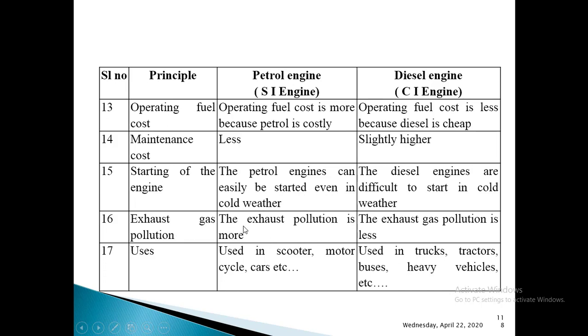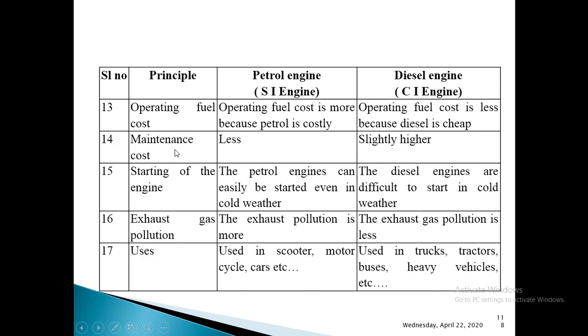Exhaust gas pollution. Here the exhaust gas pollution of petrol engine is more. The pollutants that an SI engine emits are more, whereas the exhaust gas pollution is less in case of diesel engine. Uses: petrol engine is used in scooters, motorcycles, cars, etc., whereas diesel engine is used in heavy trucks. We all know that power will be developed more in case of diesel engine because of high compression ratio. So diesel engine will be used where more power is required, like tractors, buses and heavy vehicles, etc.